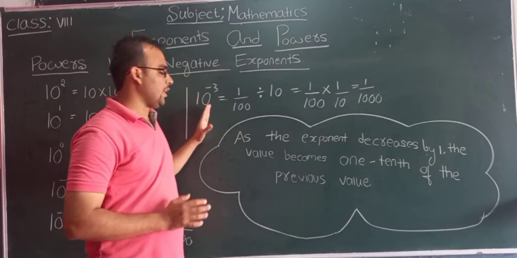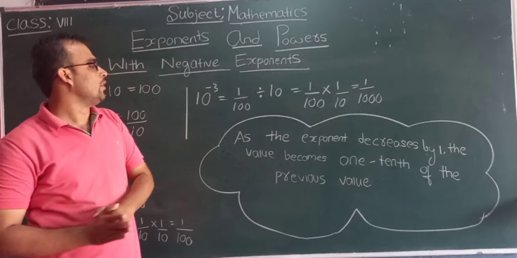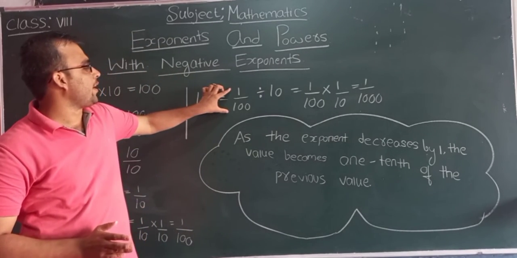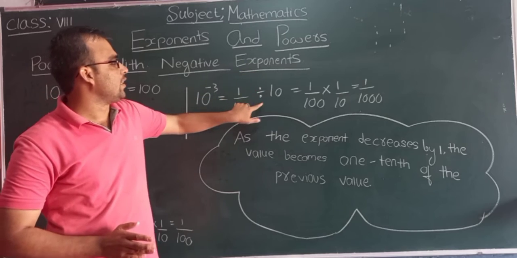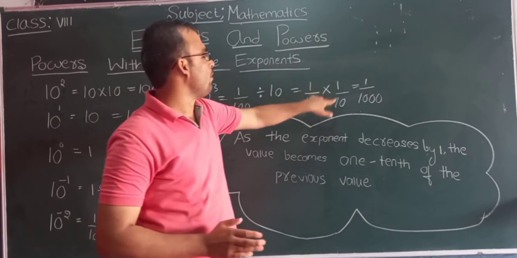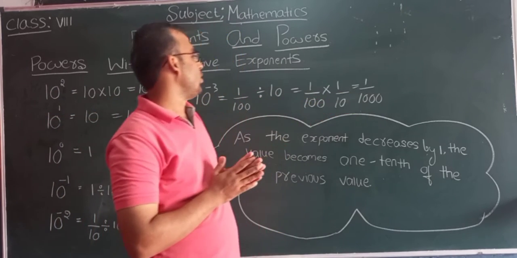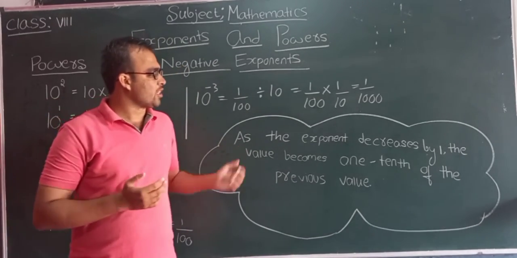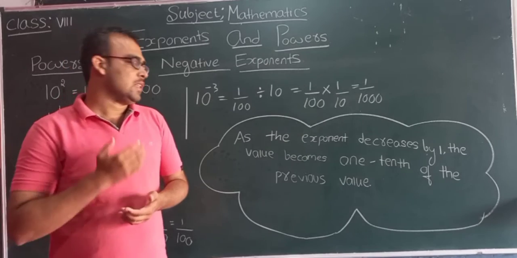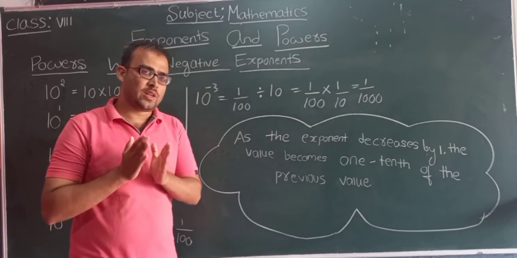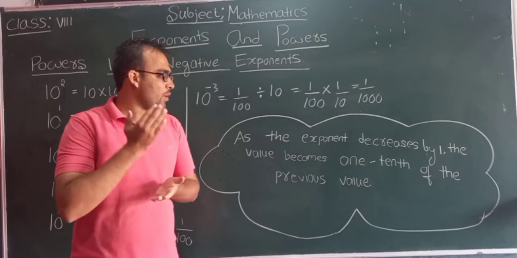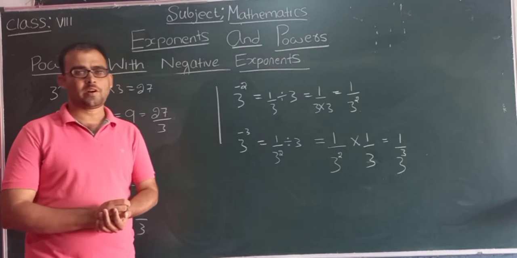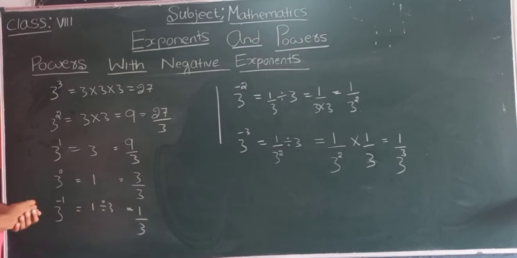Again 10 to the power minus 3, again the value is decreased by 1. So previous value was 1 by 100, so divided by 10, that is 1 by 100 into 1 by 10, that is 1 by 1000. Okay, so what does it mean? Look at here, as the exponential value decreases by 1, the value becomes 1/10 of the previous value. Students, now let us take one more example. Okay, so look at here.